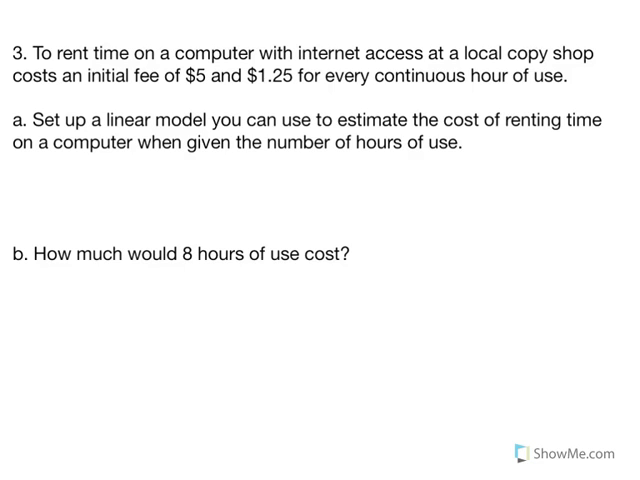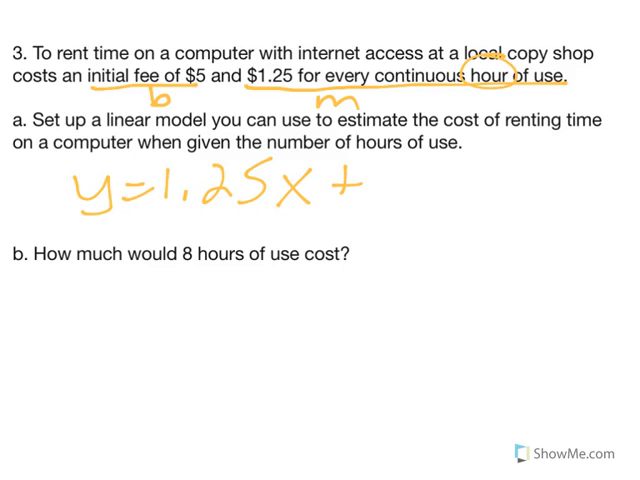So number 3, to rent time on a computer with internet access at a local copy shop costs an initial fee of $5. There's my y-intercept. And $1.25 for every hour. There's my slope. So when I set up my linear model, y equals $1.25 per hour plus 5. So x represents number of hours, y represents my total cost.